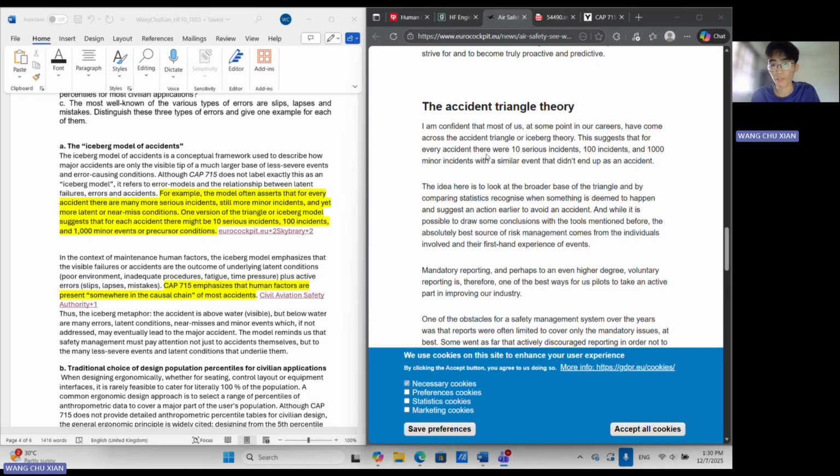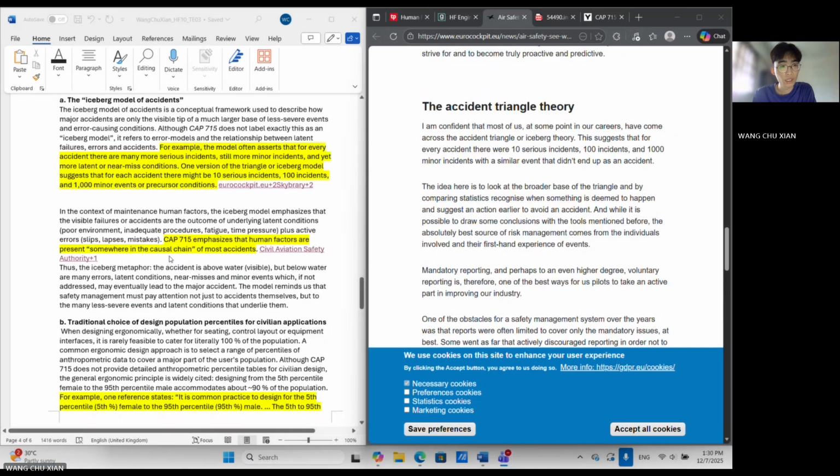in our career, we have come across the accident triangle theory, which for one example is like for every 10 serious accidents, there are 100 incidents and 1,000 minor incidents with similar events that did not end up as an accident. So this is like an iceberg model. The idea here is to look at the broad base of the triangle and, by comparing their statistics, recognize when something is bound to happen so that we can take action earlier to avoid the accident from happening.